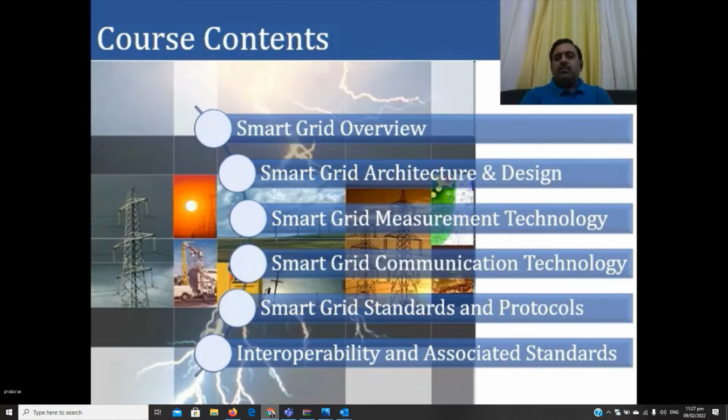In this course, we will study these six broad topics. We'll start with the smart grid overview. Then we'll study the smart grid architecture and design. The third topic is smart grid measurement technology. In the fourth chapter, we'll discuss smart grid communication technology. Then we'll discuss smart grid standards and protocols. And finally, towards the end, we'll discuss interoperability and associated standards. Now, in these six broad topics, what are the various contents we are going to study?